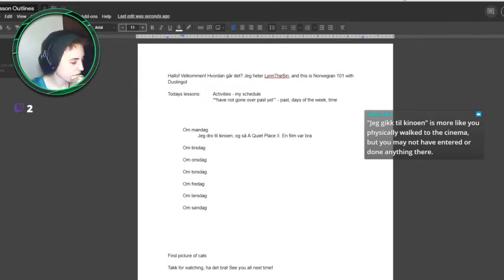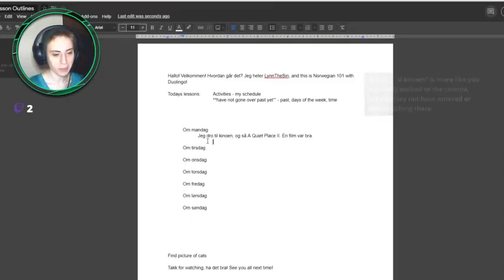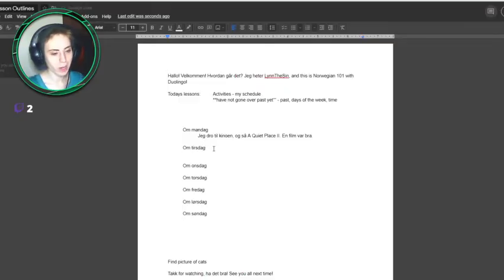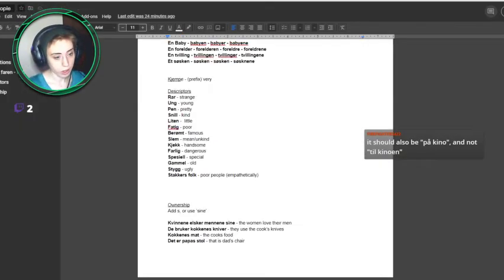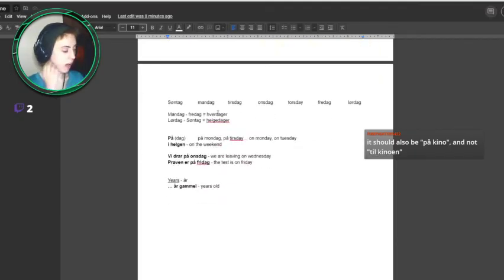Okay, that's interesting. Because in English we don't really have specific words to specify stuff like that, but it's nice that other languages do, and you can be more specific about things. In America, we hardly know what's going on half the time. So, on Monday, I went to a theater, saw A Quiet Place 2. Oh, I could go a step further. Add time to it. At noon. Trust me, på kino, not til kino. Okay.